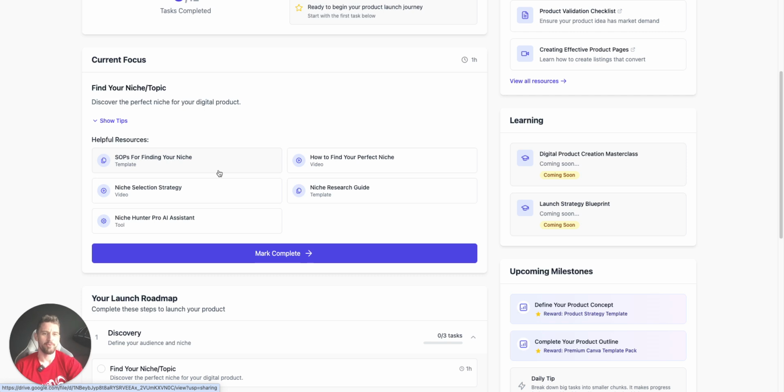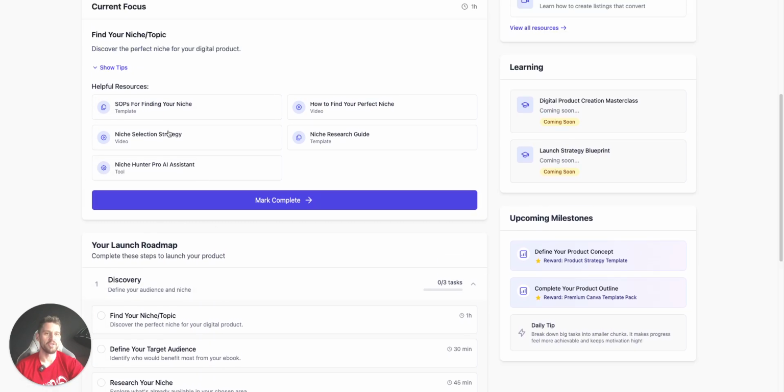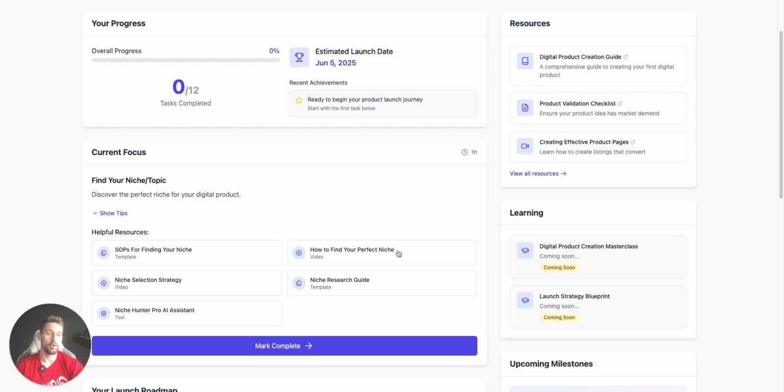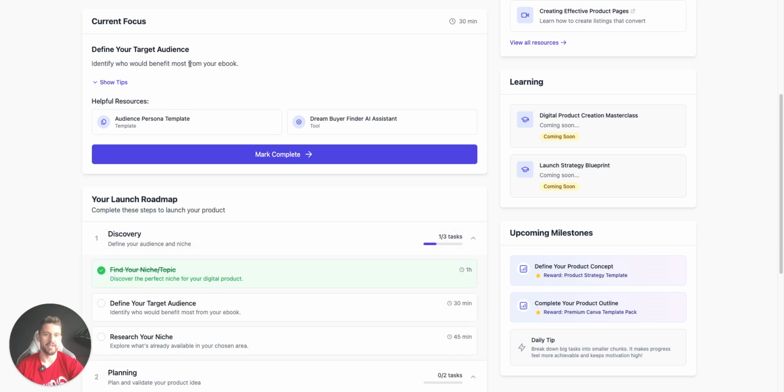Anyway, we've got this guide here that will walk you through what you need to do as well. So as far as I'm concerned, we complete this section, right? I know what niche I'm doing. Hopefully you've narrowed it down to a few options here. We'd mark that as complete. We'll move on to the next section.